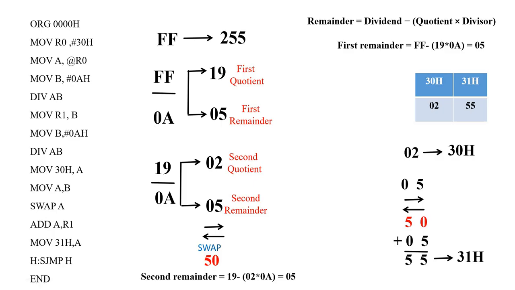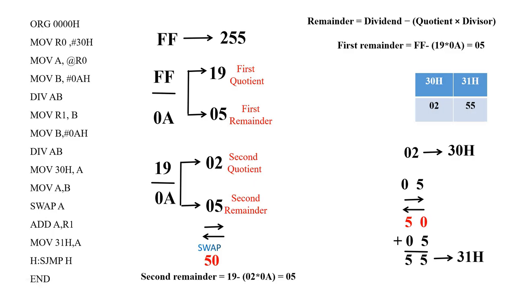We need the first remainder, which is needed to be added to the swapped number of the second remainder. So we have to store the first remainder in another register. We will store the first remainder in the R1 register. For that we are using MOV R1, B. So the first remainder, that is 05, is temporarily stored in R1 here.